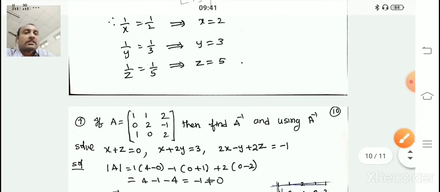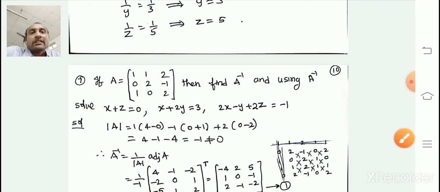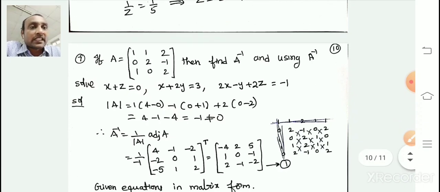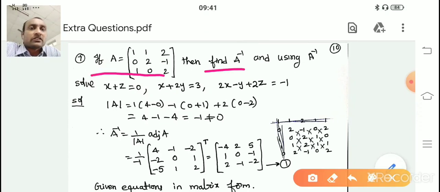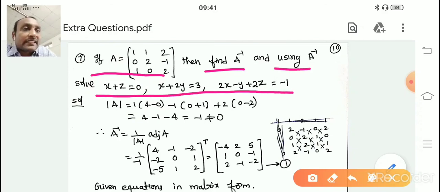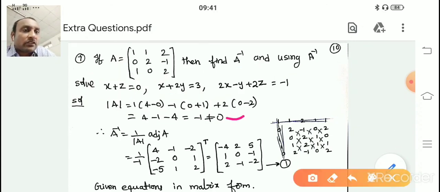Understood? Next question. This is also important. It is tricky. Sometimes a tricky question can come, and you may miss it. How is it tricky? Here you see. First they have given a matrix, find the inverse. Using the method you find out the inverse. Then after that they have given equations to solve. Using this A inverse you will have to solve these equations. First find out the A inverse using the method which you know. We found the A inverse.